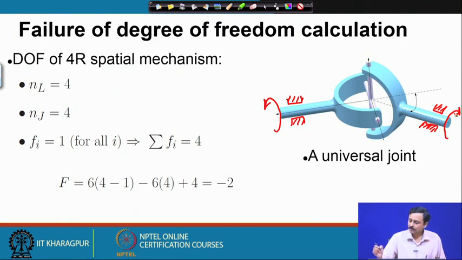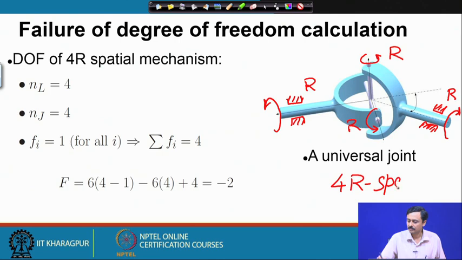So, let me show you what are the kinematic pairs involved. So, this is a revolute pair. Here there is a revolute pair R, here there is a revolute pair R, and here there is a revolute pair. So, R, R, R, R. So, this is a 4R spatial kinematic chain, and we know that this can rotate. So, this has 1 degree of freedom.